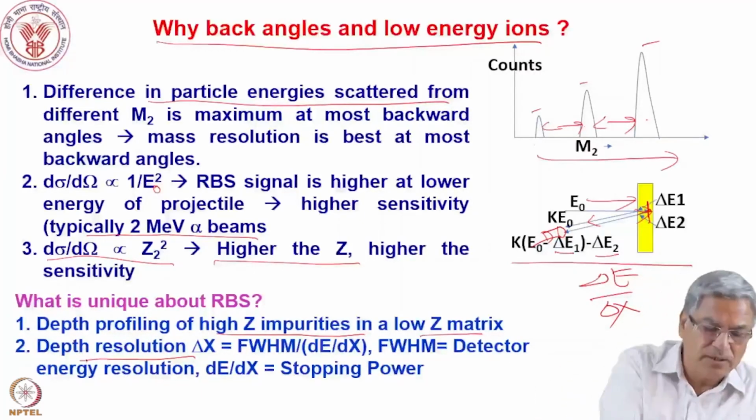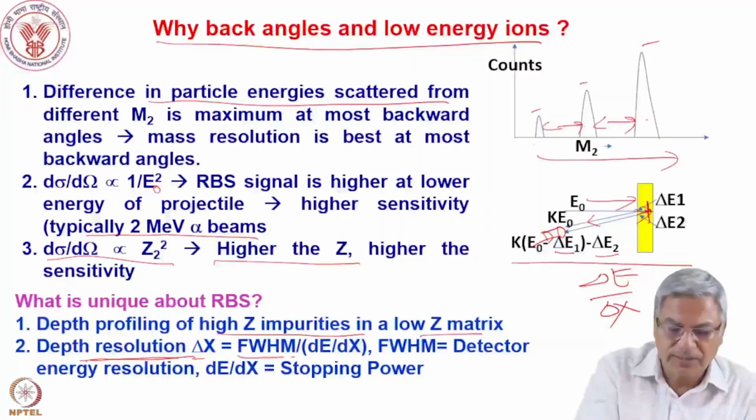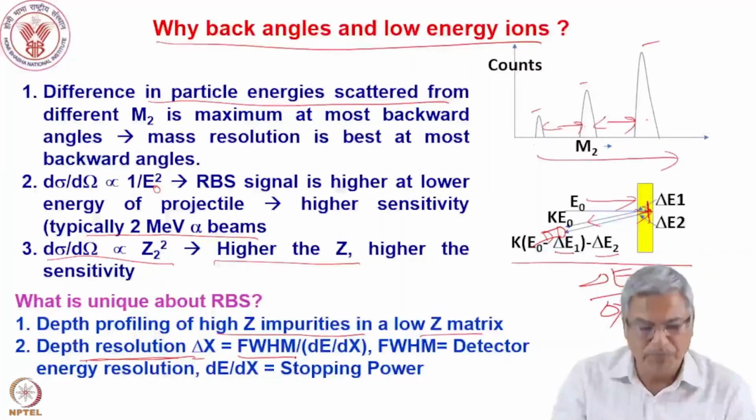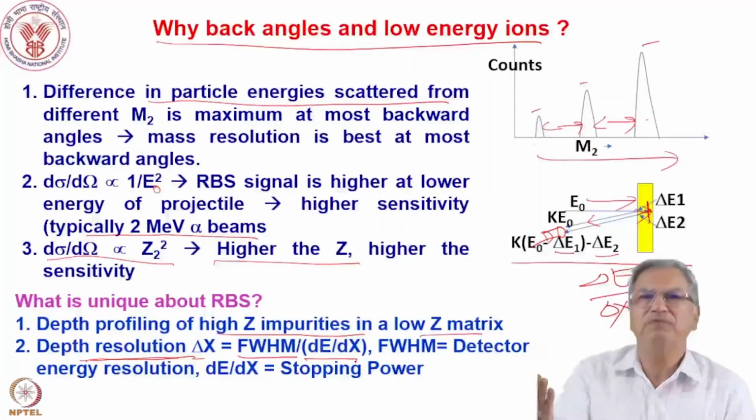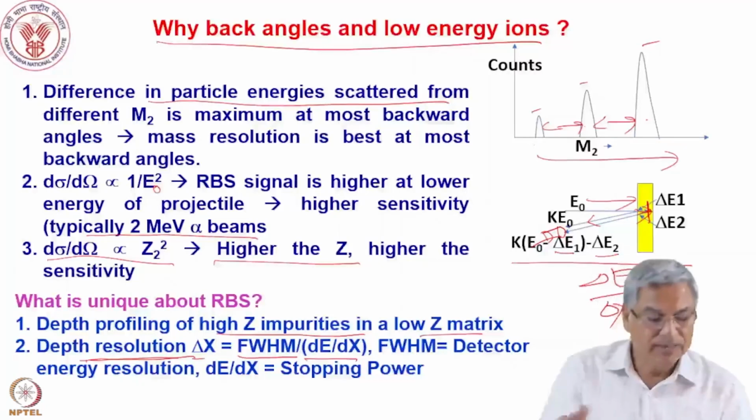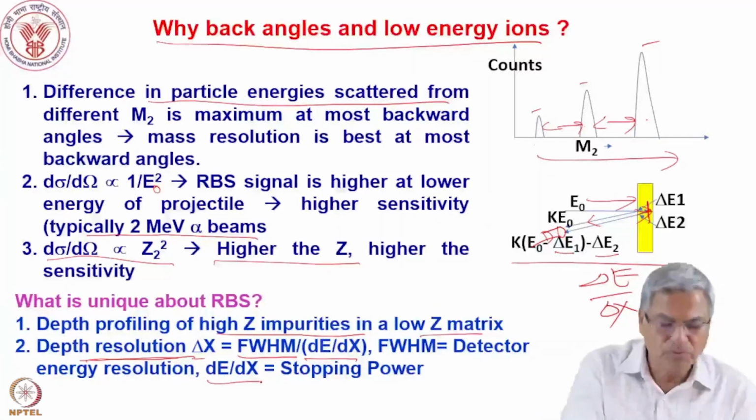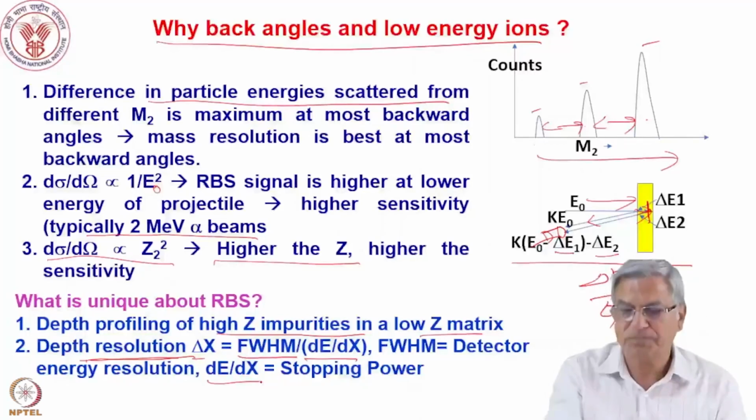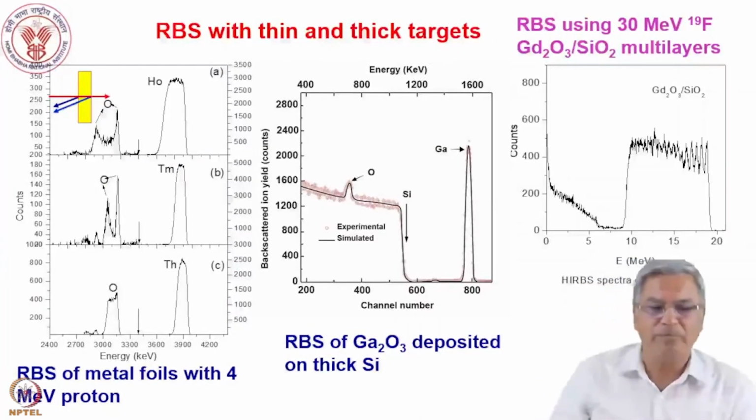Depth resolution in RBS, delta X, depends upon the detector resolution, the FWHM of the peak, and upon the stopping power, dE/dx. So you can determine the resolution of the detector from the normal spectra, and since the stopping powers are known, you can find out the depth resolution. So I'll just give you some examples of RBS.